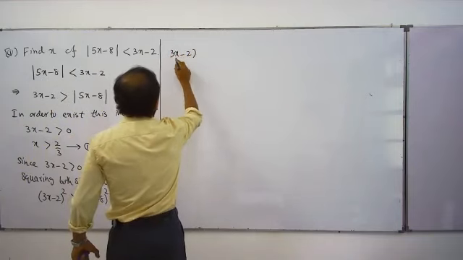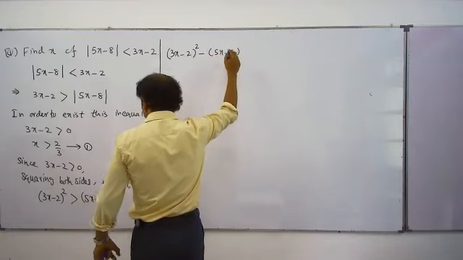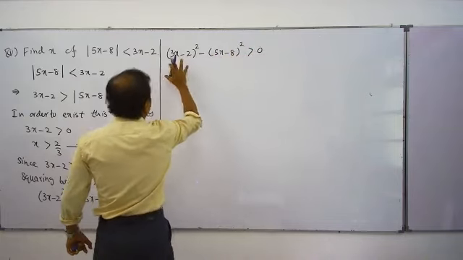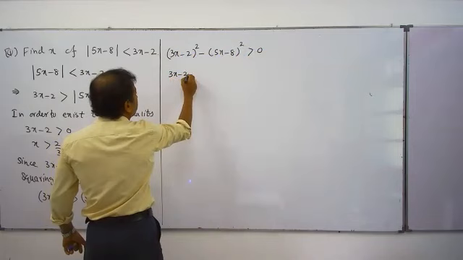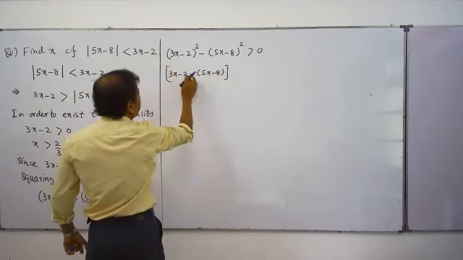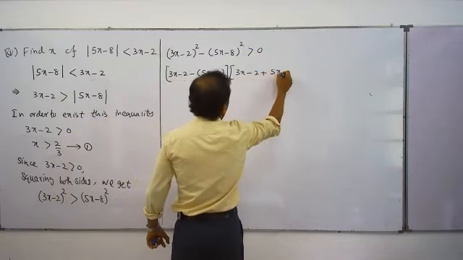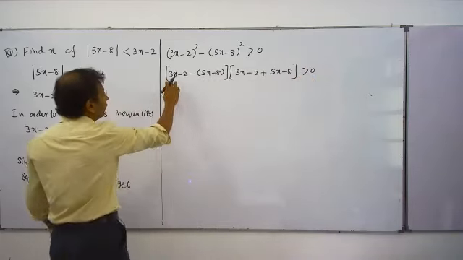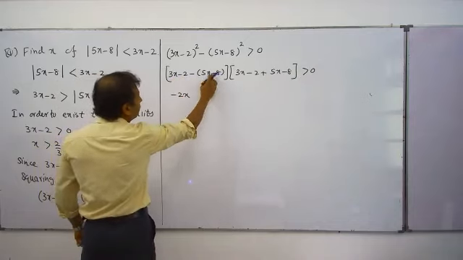3x minus 2 perfect squared minus 5x minus 8 perfect squared greater than 0. This is like a squared minus b squared. Then what are the factors? A minus b into a plus b. We get 3x minus 2 minus 5x minus 8, a minus b, into a plus b, 3x minus 2 plus 5x minus 8, greater than 0. 3x minus 5x is minus 2x. Here minus minus plus 8 minus 2.